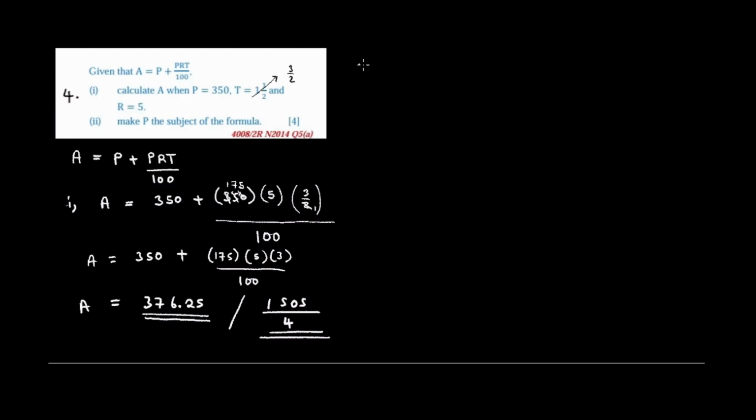Let us now double down on part 2. Part 2 is of vital importance. It says, make P the subject of the formula. As we have, A is equal to P plus PRT over 100. We want to make P the subject of the formula.